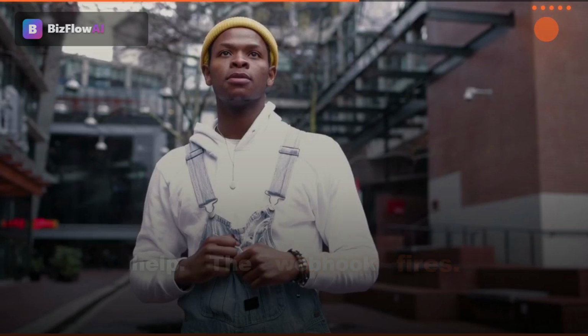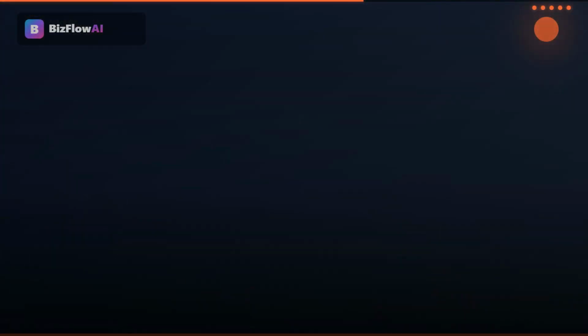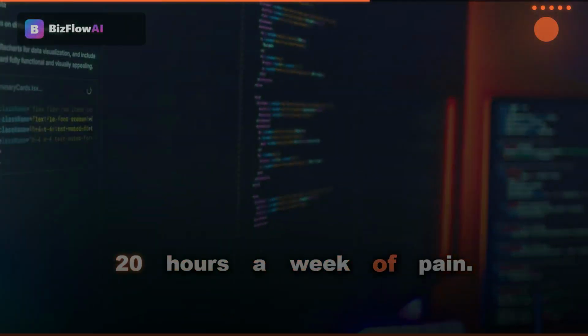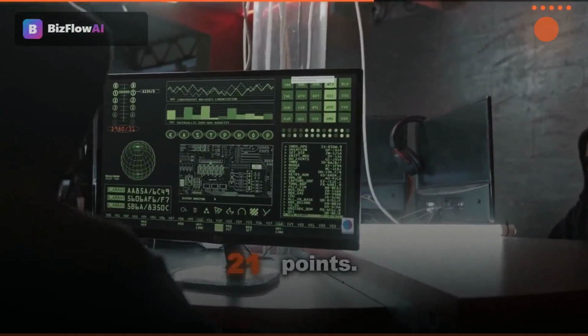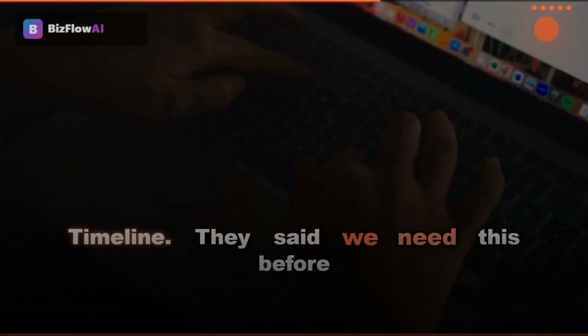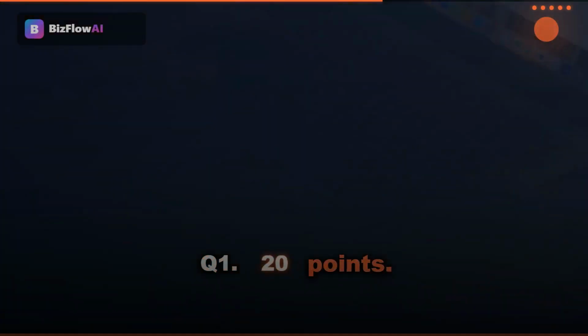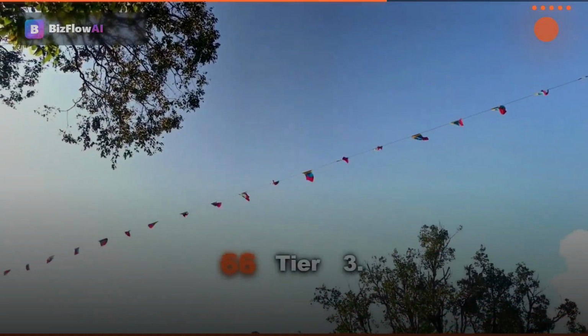The webhook fires. Claude reads it, applies the rubric. Budget signals. 40 employees, 20 hours a week of pain. That's real money on the table. 22 points. Role, operations lead, 20 points. Timeline, they said we need this before Q1, 20 points. Red flags, none. Total score, 78.